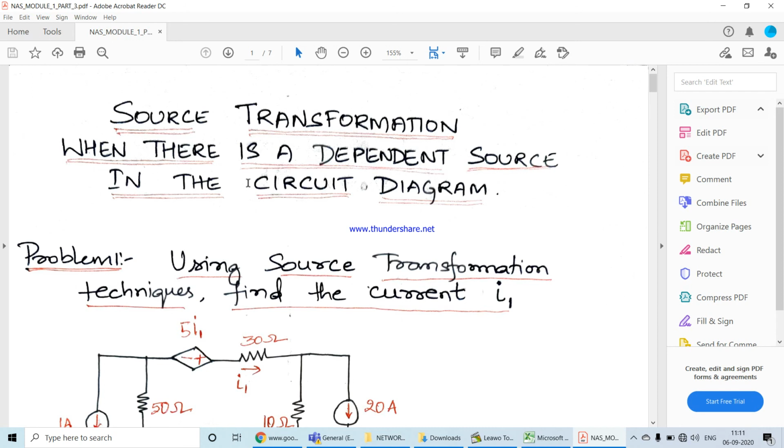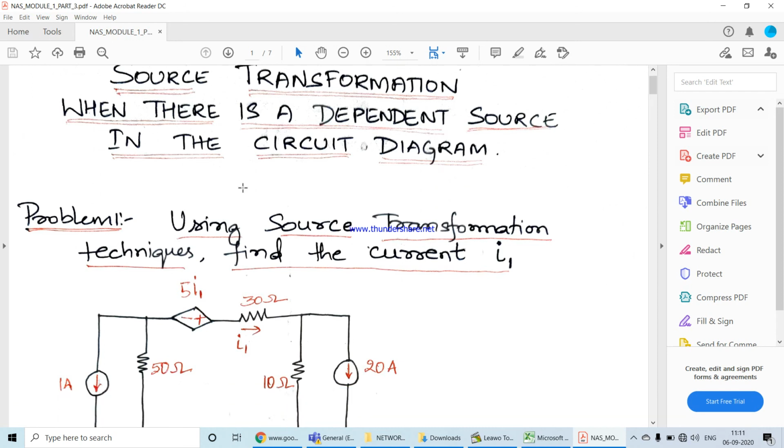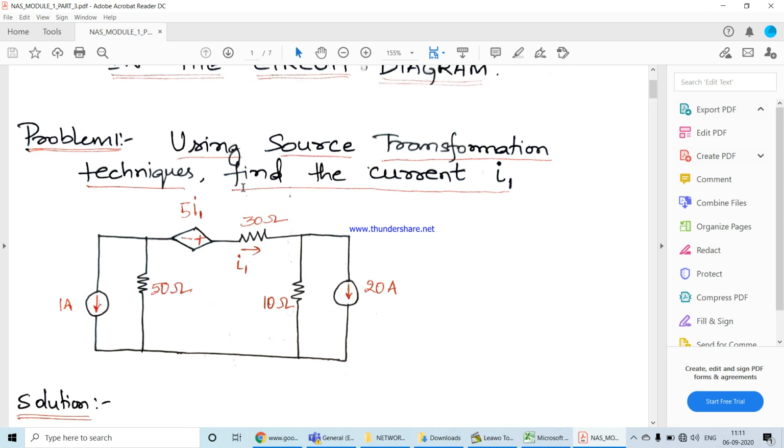So let us get into the problem. Now this is the problem which you can see here. The problem says: using source transformation technique, find the current I1. So we need to find out what is current I1. This is the question which has been given, and this is the network what you can see here.